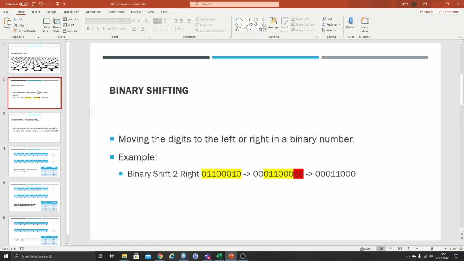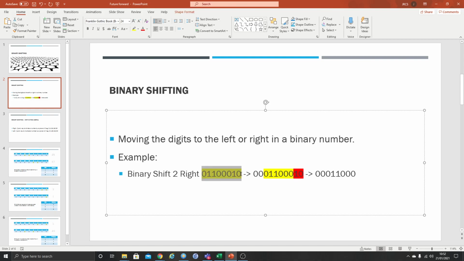So binary shifting is quite easy, right? It's only a short one today. Basically, it's where you move the digits to the left or right in a binary number. So here is an example of a binary number. If we were going to shift it 2 to the right, basically you move the numbers 2 down to the right, and obviously you fill in any blanks with a 0 at the front. So imagine that's the end of the byte. I've shifted it down 2 to the right, so these two are lost, okay?